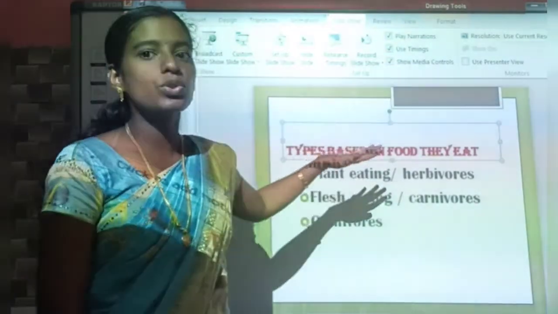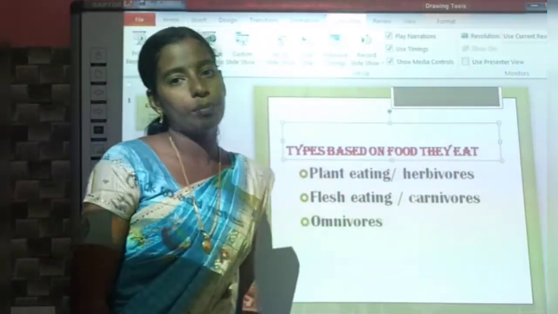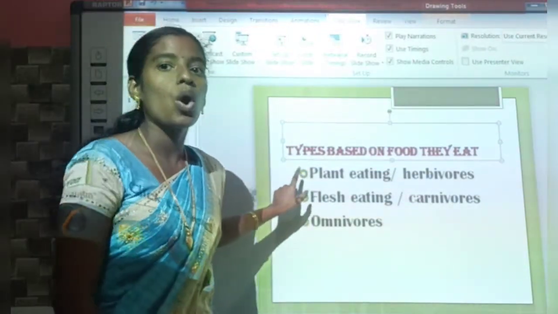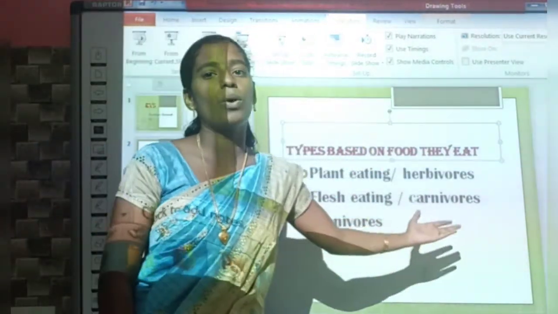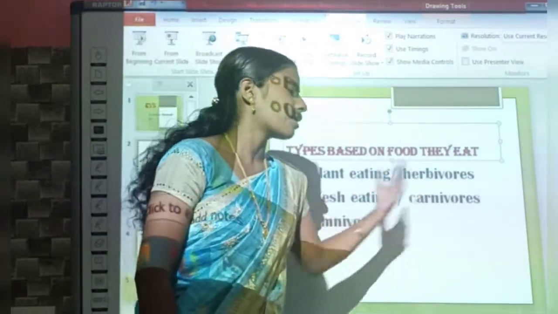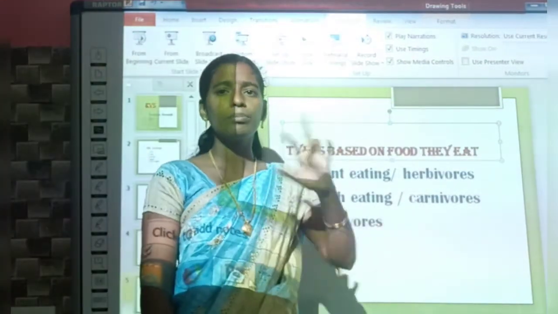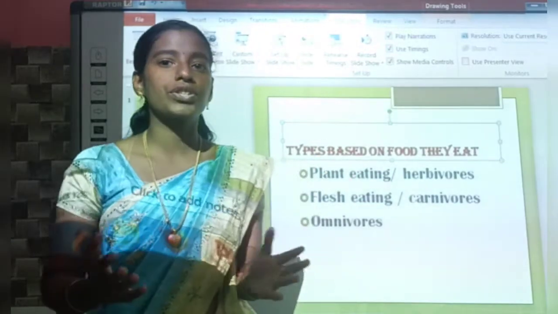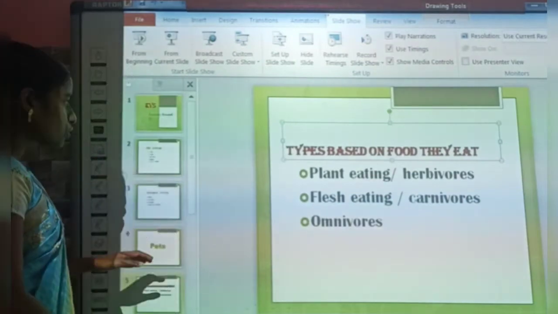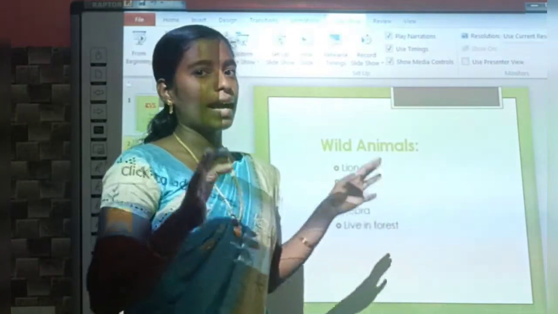Animals are classified into 3 types. They are herbivores, carnivores and omnivores. When the animals are eating the plants, for example, goat, they are called herbivores. When the animals are eating flesh, then it is called carnivores. Example, tiger and lion. Then when the animals are eating both the plants and flesh, they are called omnivores. Clear about this? So, in our today's class, we have learned what is an animal and types of animal.